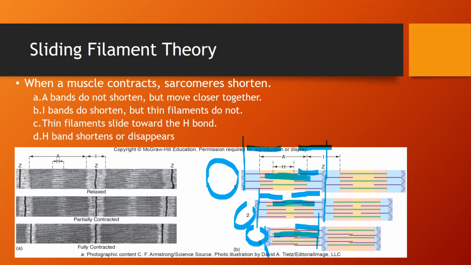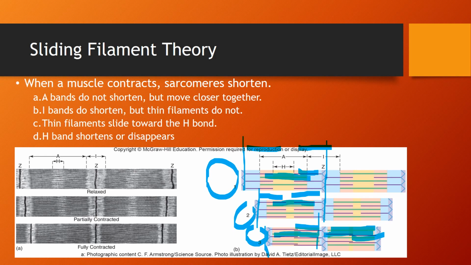Okay, so then what we have is that the sliding of the filaments is produced by this power stroke of myosin cross bridges, and we'll talk about this in a little bit, that's going to actually pull the actin over the myosin. So again, here we have myosin, and now the actin is coming towards that M line.